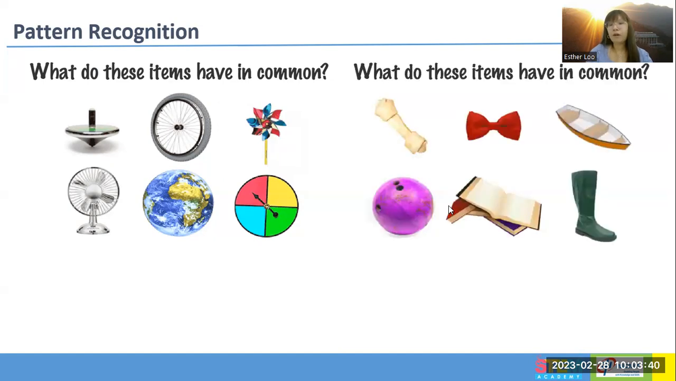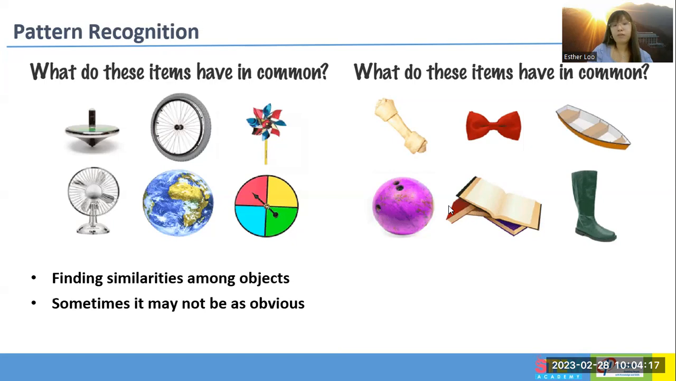Now look at the second one. What do these items have in common? When you look at this one compared to the previous one, they have different sizes and different shapes, right? But there is a common similarity. What is that? Yeah, that's right. All of them start with the letter B. We have ball here, we have boat here, we have bone, boat, right? All of them start with the letter B. So finding similarities among objects, and sometimes it may not be as obvious, we call it pattern recognition.